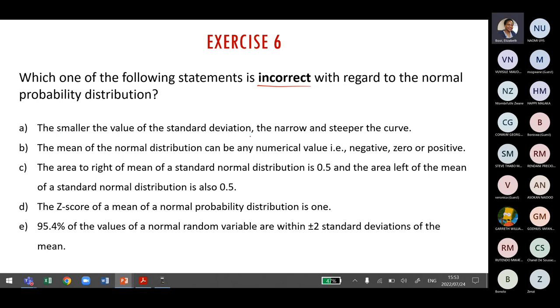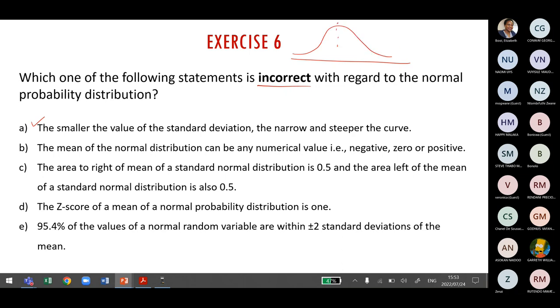The smaller the value of the standard deviation, the narrower and steeper the curve. That's correct. The mean of a normal distribution can be any numerical value. That's true. It can be zero, it can be minus one, it can be one, it can be two. Is that correct?